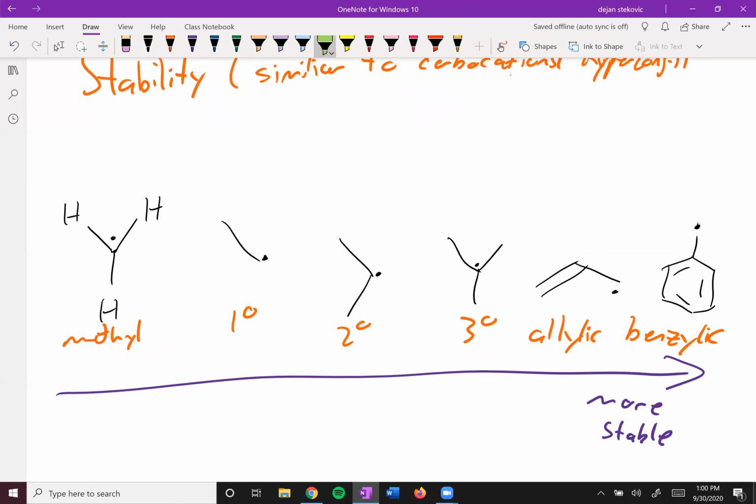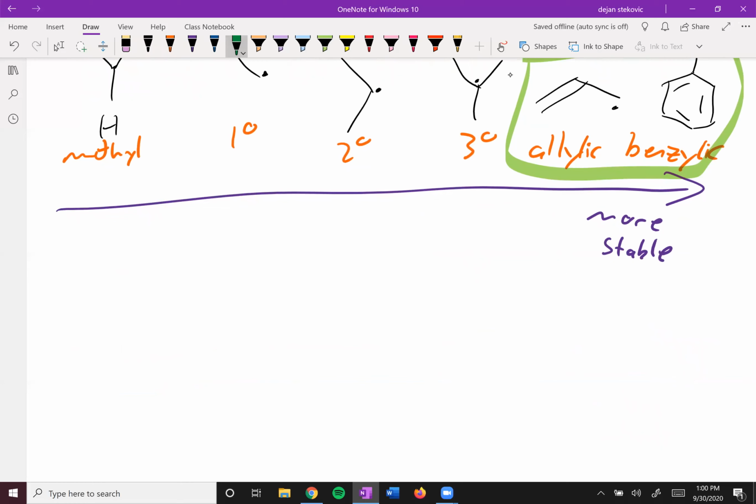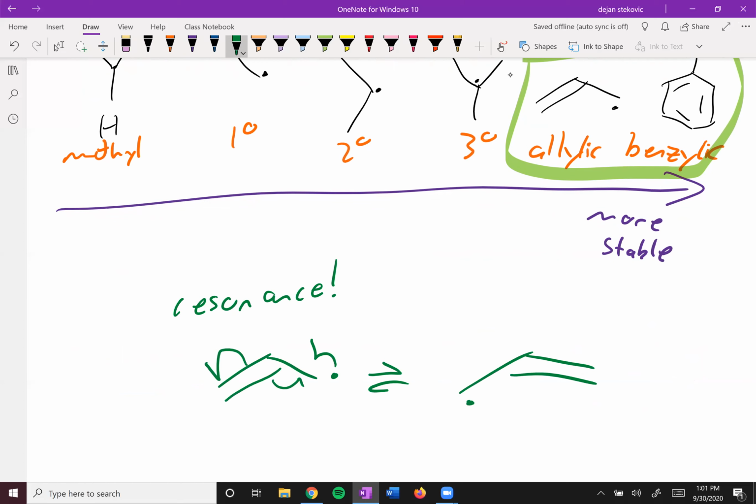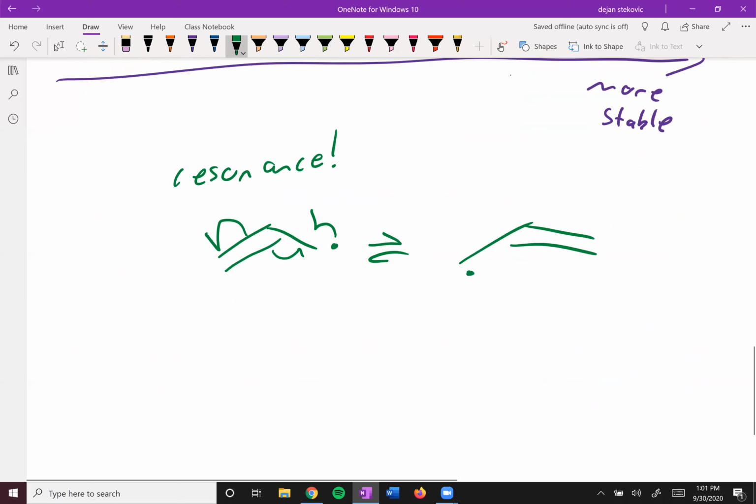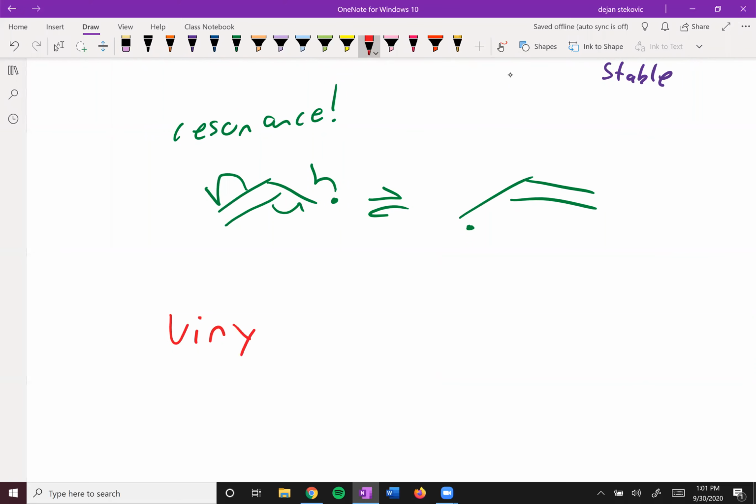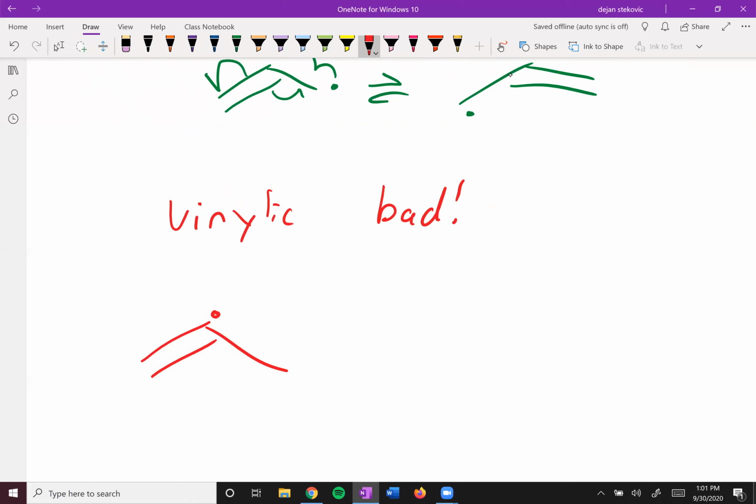Why are these 2 more stable? Well, it's because of resonance. Remember to use your half hook arrows when you're showing this stuff. So we have these resonance structures, which help stabilize. Another thing that students like to do, which is bad, is try to put the radical on the vinylic position, and that is very bad. So the vinylic position is right on this carbon that's sp2 hybridized, and it's so bad that it's even worse than methyl. So do not go towards vinylic. Allylic is good though. So know the difference between allylic and vinylic.